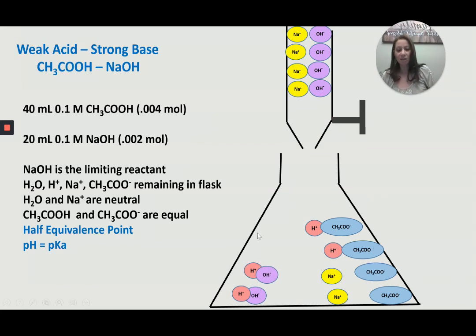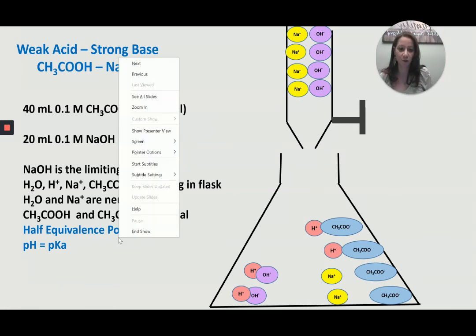So what are we left with? Well, same stuff as before. We have some water. We have some Na pluses. We have some acetic acid, and then we have some acetate. So we have a weak acid and its conjugate. But this is special because we have the same amount of acetic acid as we do the conjugate. And so this is half the neutralization point or half the equivalence point. So the pH is equal to the pKa. And so if we've used 20 milliliters to get to half the neutralization point, that means that we'd need double that to get to the equivalence point. So if we use 40 milliliters of NaOH, we know that we would reach the equivalence point.